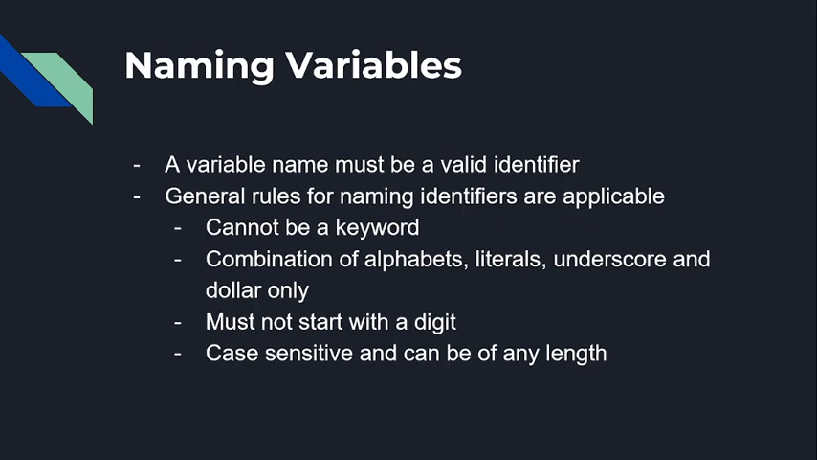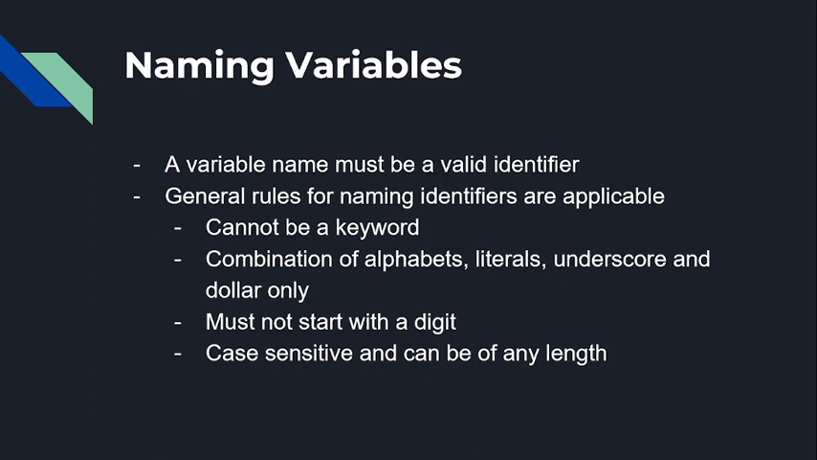Naming variables. Your variable must be a valid identifier. If you are aware of the earlier ways of naming variables, those same sort of rules are applicable when it comes to naming a variable in C Sharp. So what are the general rules for naming an identifier? If I'm creating a variable, the name of the variable should be a valid identifier, so the rules of naming identifiers are applicable.